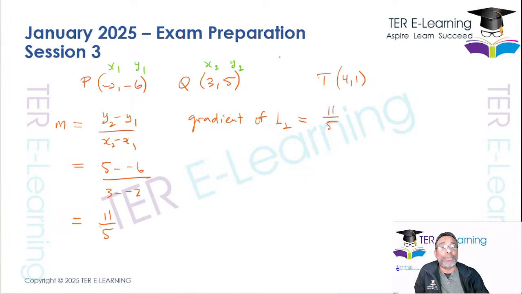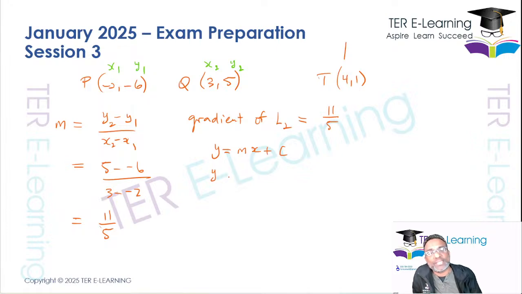So anyways, the gradient of L2 is going to be 11 over 5, right? But the equation of any straight line is given by y is equal to mx plus c, right? You all need to know this, right? The equation of any straight line is y equals mx plus c, but the gradient, sorry, of this line is 11 over 5, so y equals 11 over 5 x plus c, right?